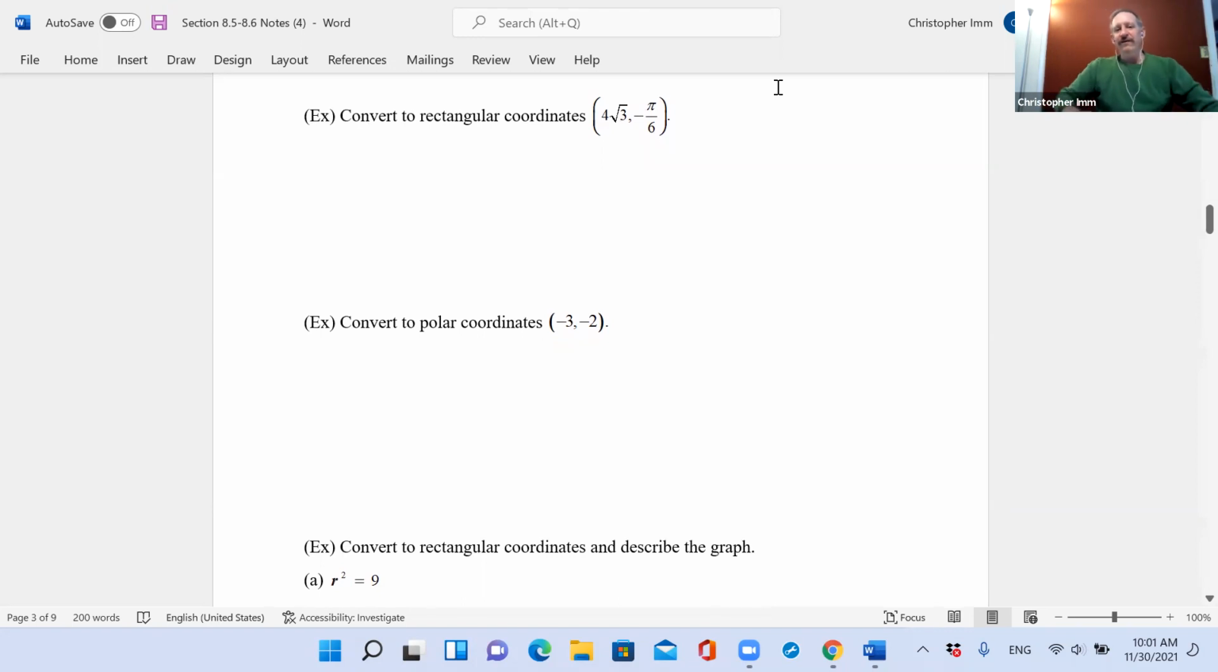So try to convert the first set of polar coordinates to rectangular, and the second set of rectangular to polar coordinates. Now, the first one, you should be able to get exact answers. The second one, you're probably going to have to use your calculator or Desmos to get approximations there. So give it a try, please.